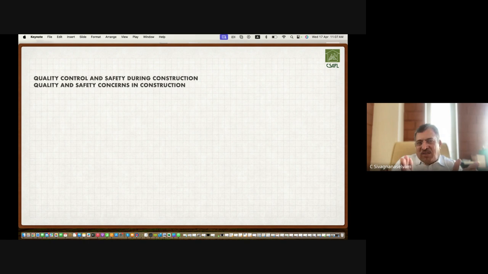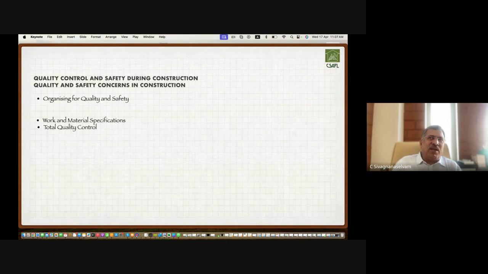So now let us come to the last portion. Quality control and safety during construction. There are so many concerns about it. We need to organize a team for quality and for safety. Work and material specifications, of course, we discussed. That is the first thing we need to take care of. Work and material specification. And total quality control.